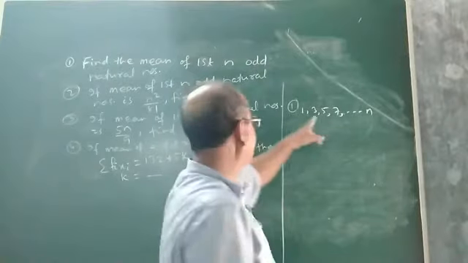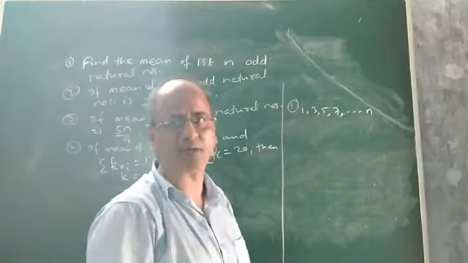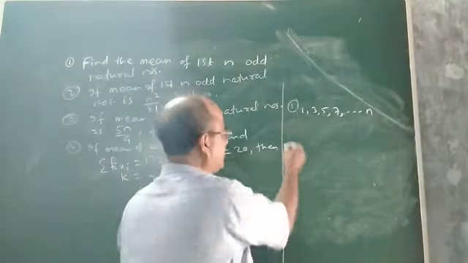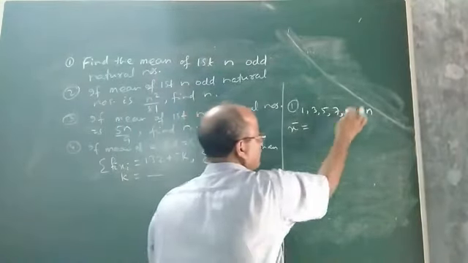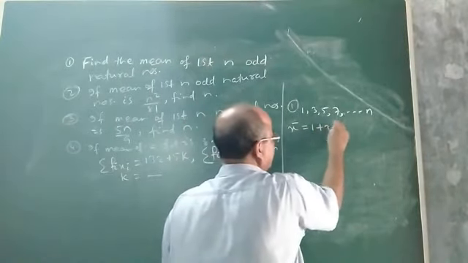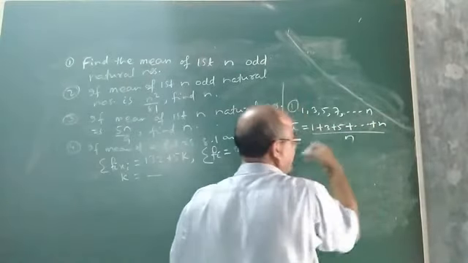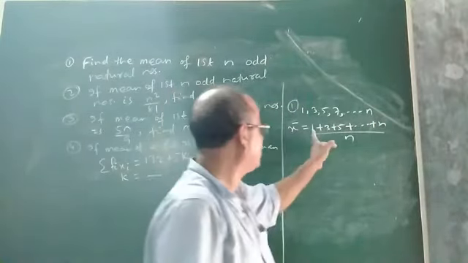So what will be the mean of these first n odd natural numbers? How to find it? The formula you know is x bar equals the sum of observations divided by the total number of observations. That means it is 1 plus 3 plus 5 and so on up to n, whole divided by n, the total number of observations. Now how to add this?